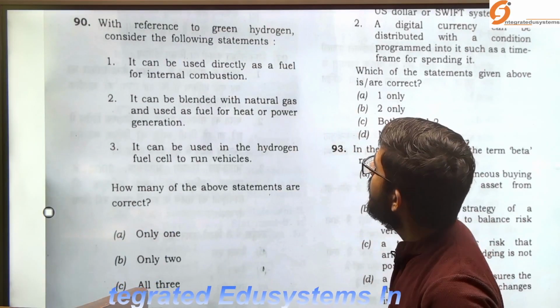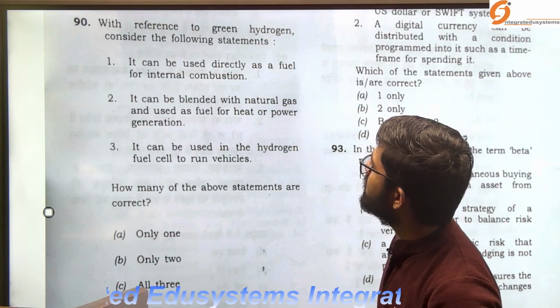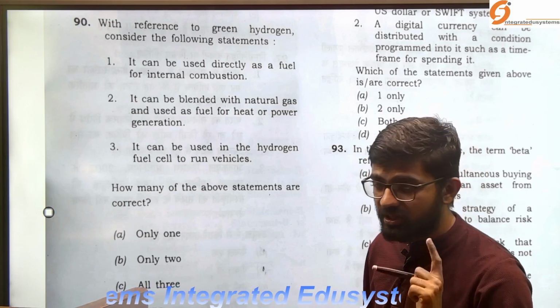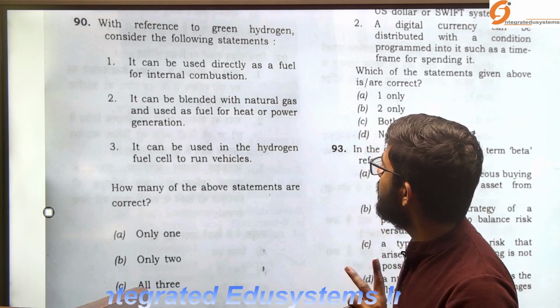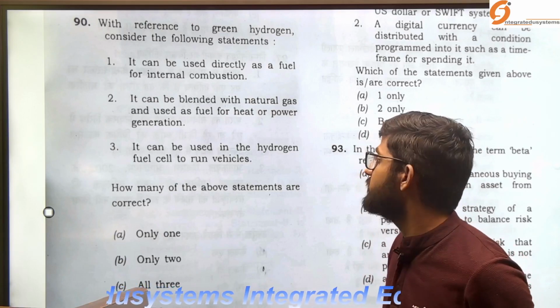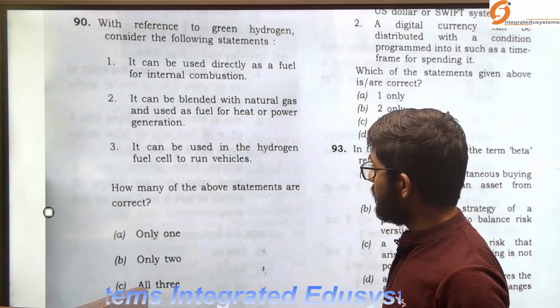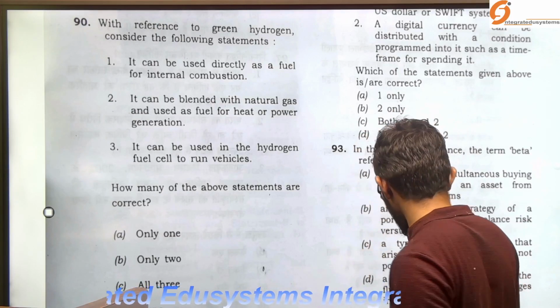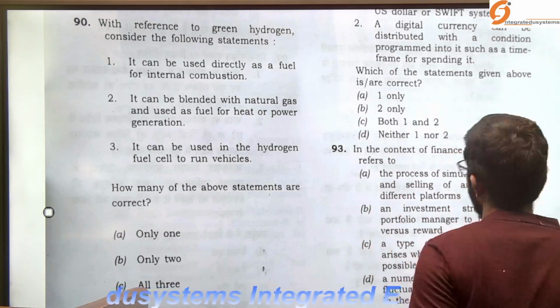90. With reference to green hydrogen, consider the statement. It can be used directly as a fuel for internal combustion. Yes. It can be blended with natural gas used as fuel for heat generation, power generation, yes. It can be used in hydrogen fuel cell to run vehicle, yes. So answer is C, which is all three are correct over here.